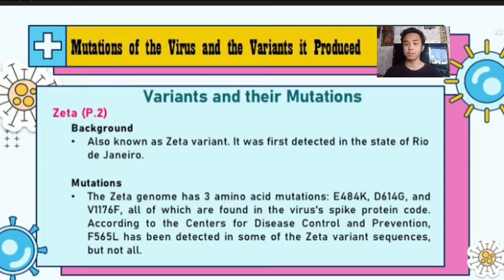The Zeta genome has 3 amino acid mutations: E484K, D614G, V1176F, all of which are found in the virus spike protein code. And according to the Centers for Disease Control and Prevention, E565L has been detected in some of the Zeta variant sequences, but not all. Various mutations are nothing new. SARS-CoV-2, like all other viruses, evolves over time. The majority of these modifications are minor, but others have the potential to affect the nature of these viruses, making them more aggressive or allowing them to evade treatment or vaccines.